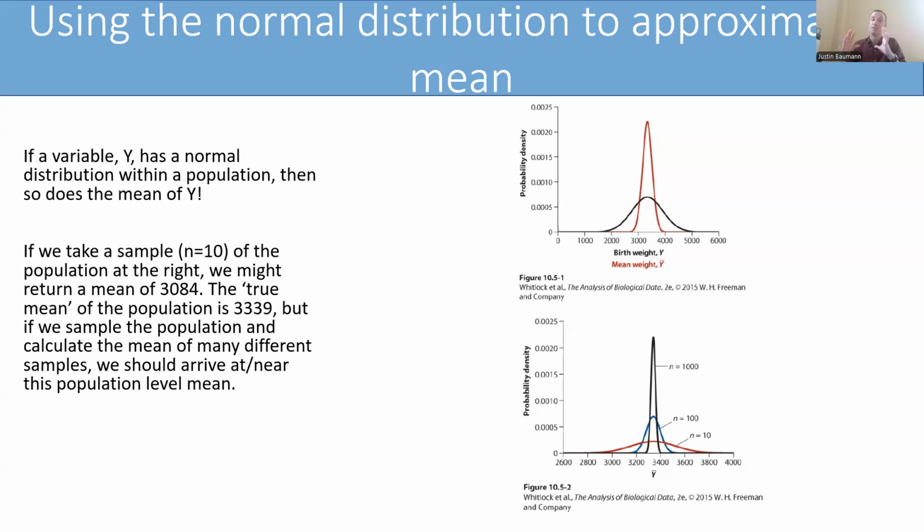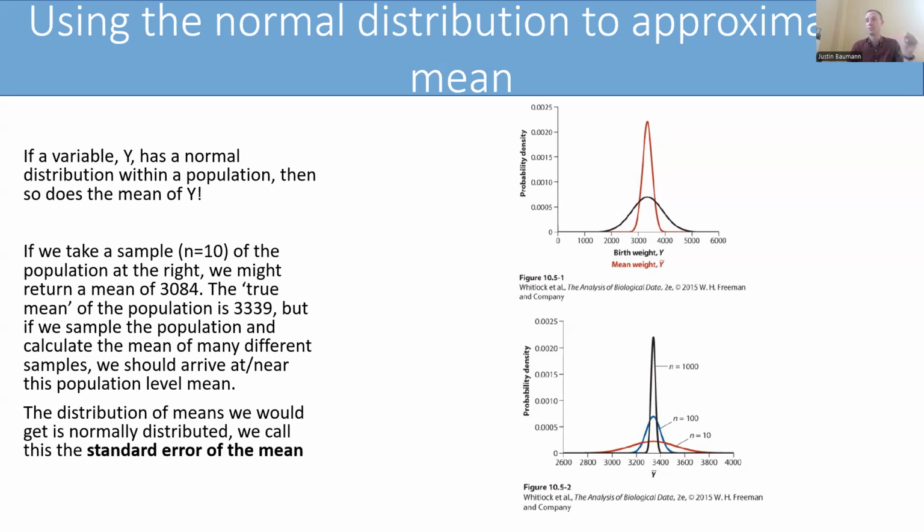And then we would see our standard deviation shrinking and shrinking. And that allows us to approximate means of populations without knowing the true mean of the population if we take large enough samples and we have normally distributed data. So the distribution of means we would get is normally distributed.